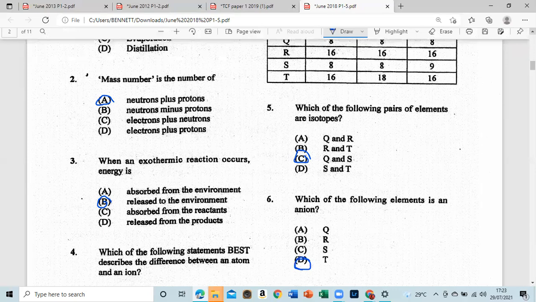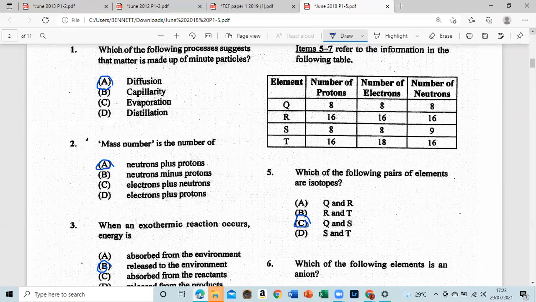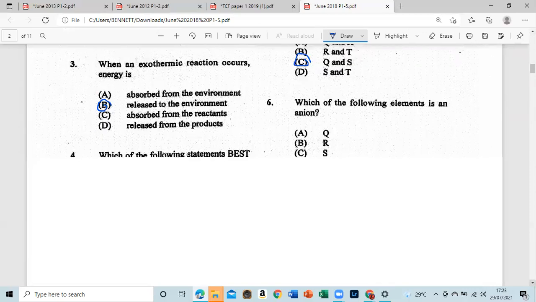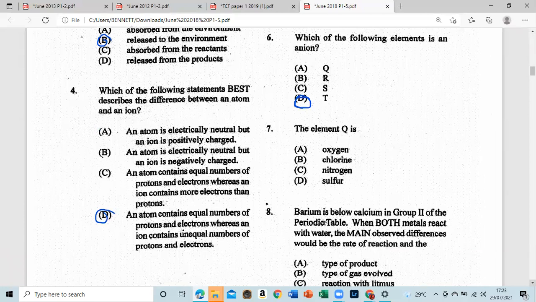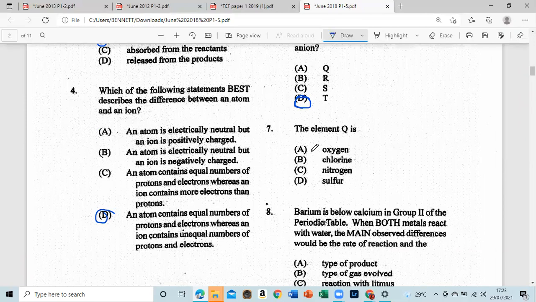Let's take a quick look. Alright. Number seven. Element Q, is it oxygen, chlorine, nitrogen, or sulfur? And that is, can't do without it, oxygen.